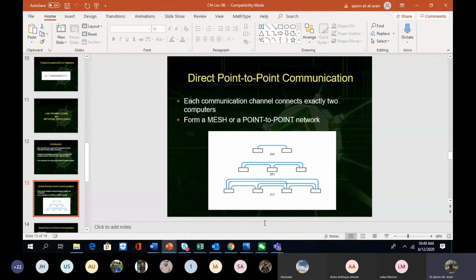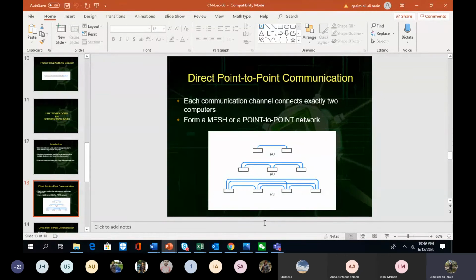Now each communication channel connects exactly two computers, right, forming a mesh or a point-to-point network. Mesh is another name for point-to-point communication in which every computer in a network is connected with another computer directly, once. Make sure directly once. If you look at this particular diagram, in diagram A there are two computers which are connected with each other directly. This is a point-to-point connection.